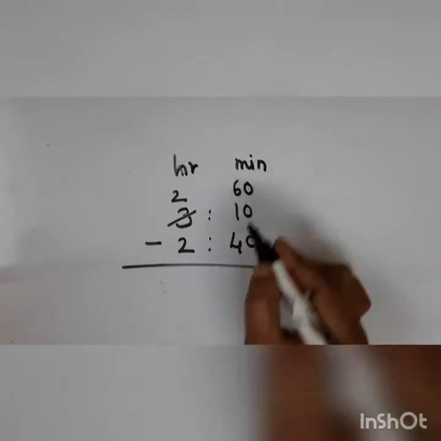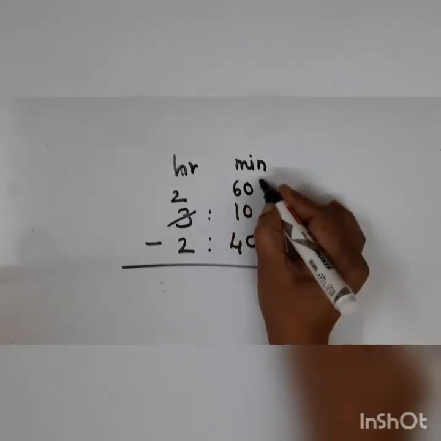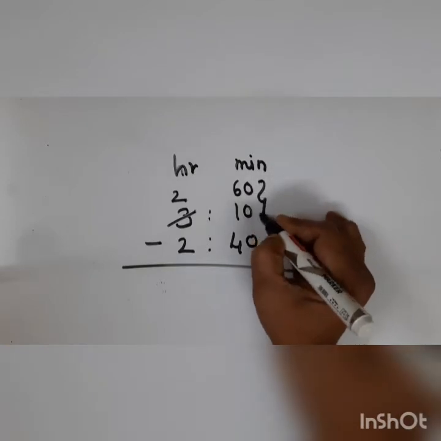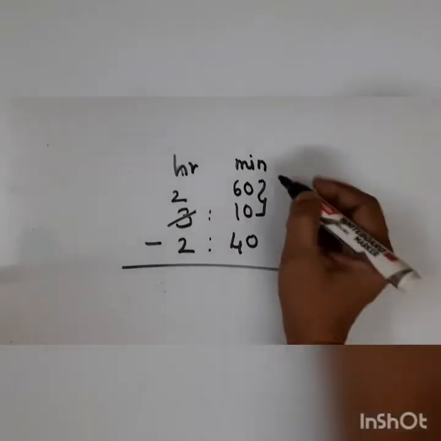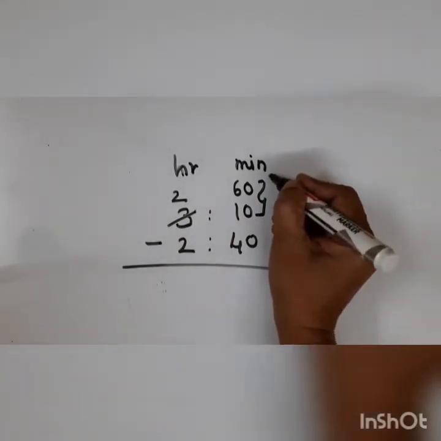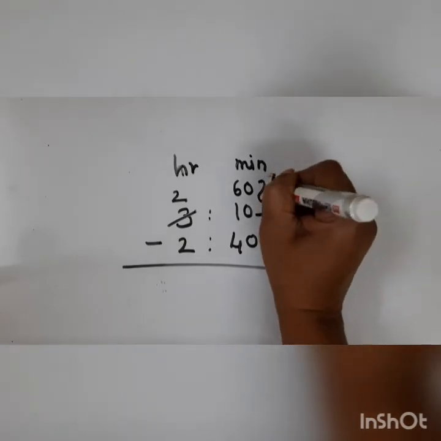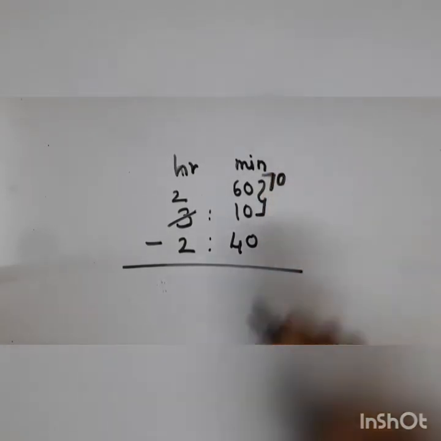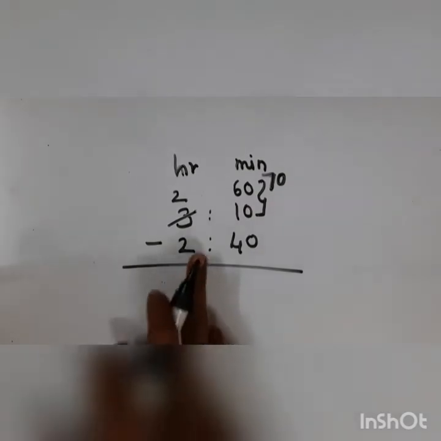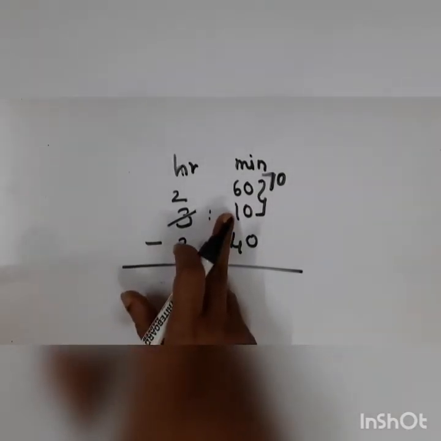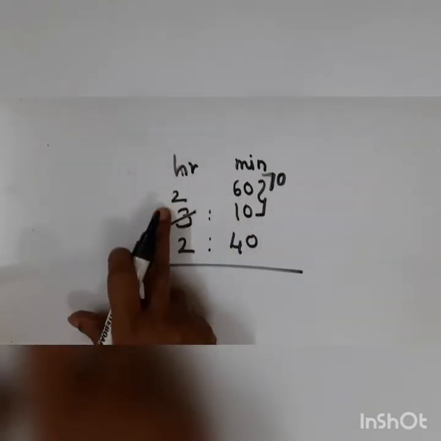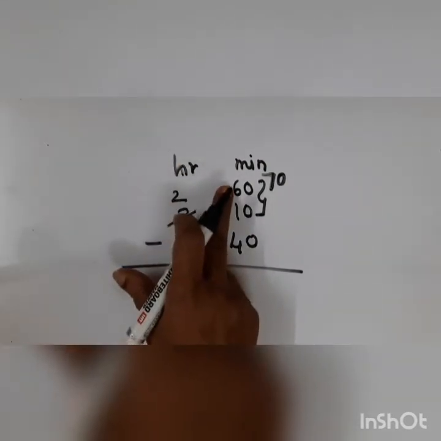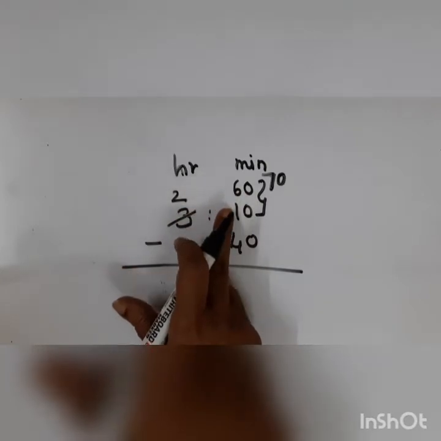I can't just add 1. It's not your normal addition. Okay, so it will be 60 plus 10. So that is how much? 70. So my new number over here is 70. Understood children why? Because I can't minus 40 from 10. So I have to borrow from the hour. When I borrow 1 hour, I have to change it to minutes. So that's 60. Now I have to add 60 to the 10.